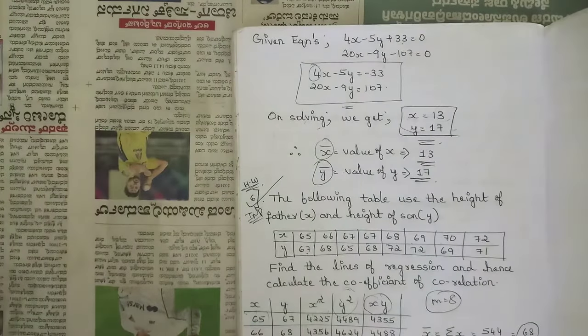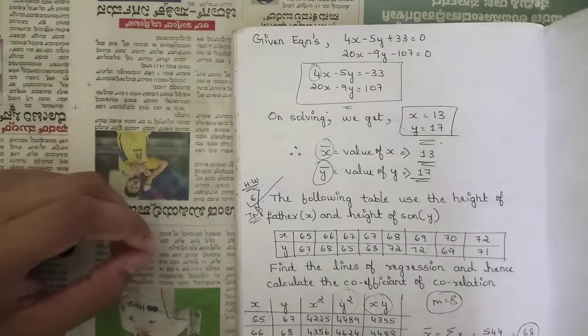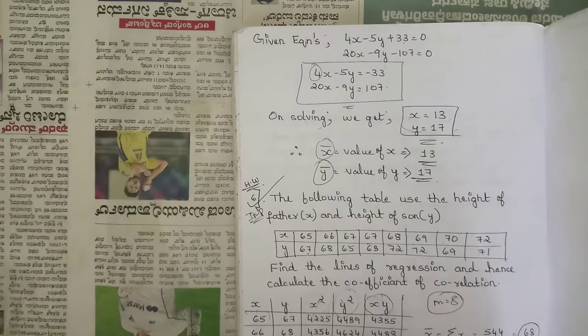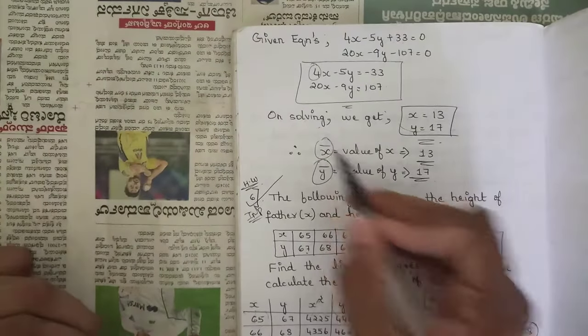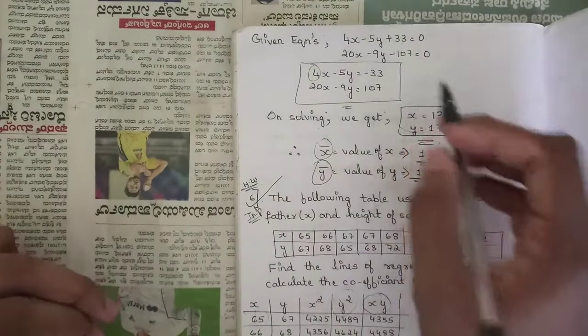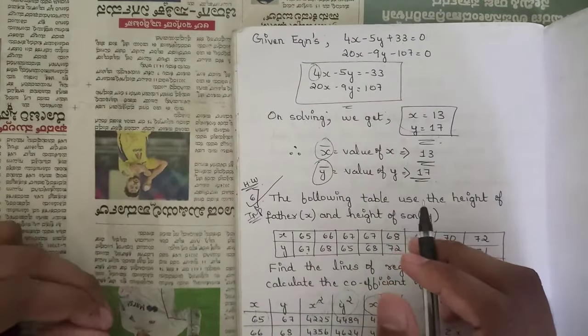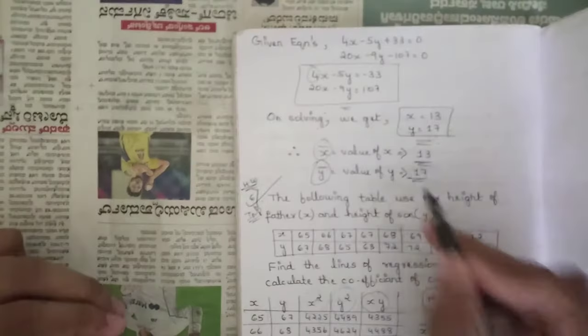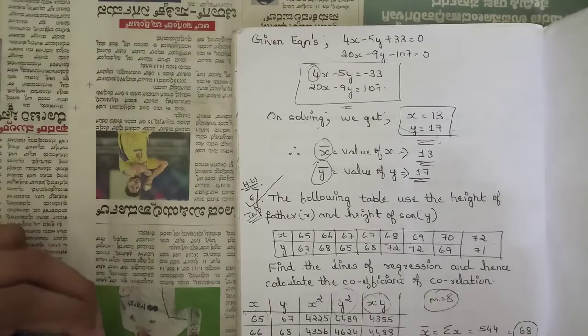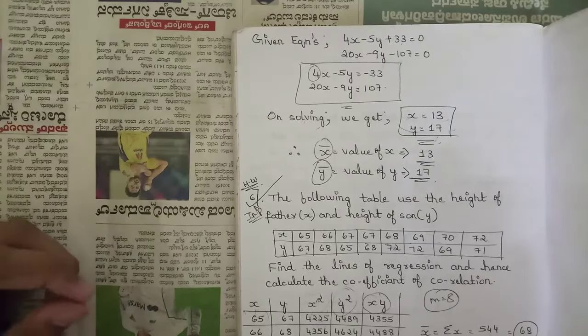This is a shortcut method. So whenever in these types of questions they ask to find the values of x bar and y bar, you can directly write x bar is equal to whatever we got as the value of x by solving these two equations, that is 13, and whatever we got as the value of y, that is 17. So in this way you need to solve this question.